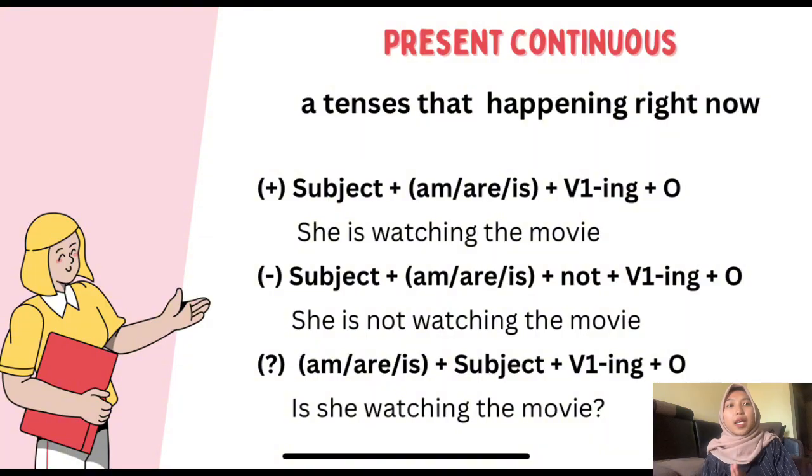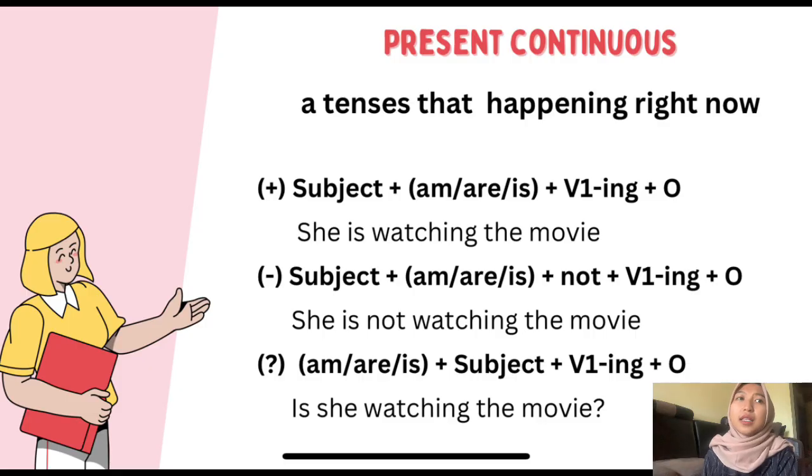Okay, if the subject is I, we use to be am. If you, we use to be are, and she, he, it, we use is. Okay, because the subject is she, we need to use is. For the example, she is watching the movie. Okay, that is the positive sentence.